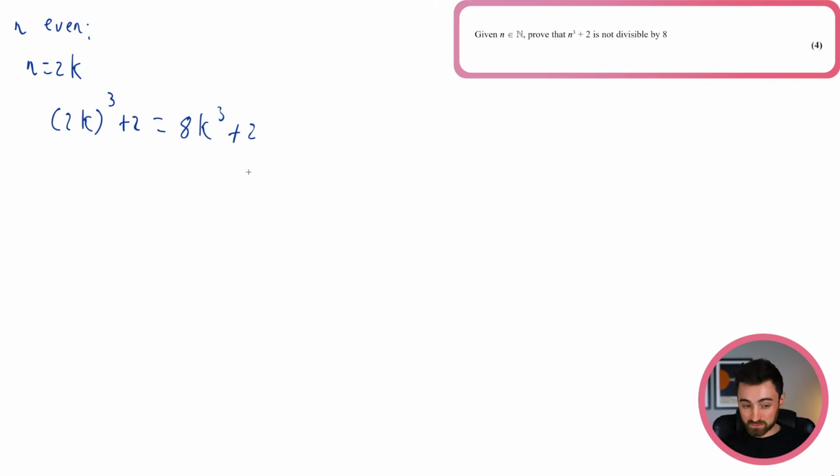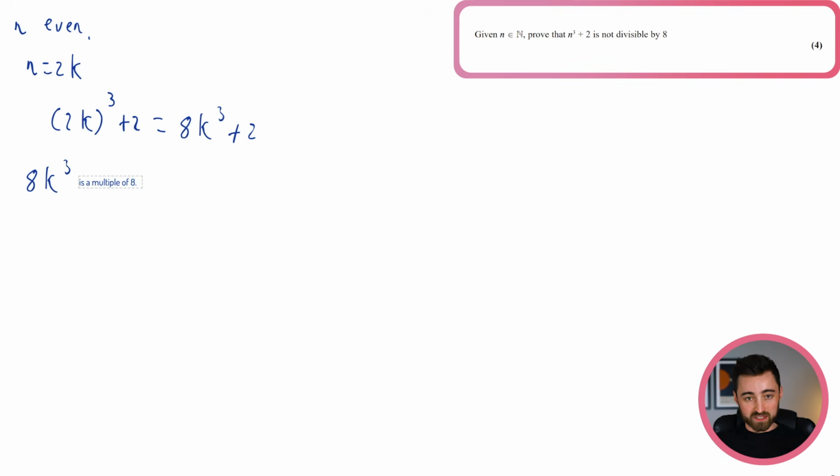Okay, I think I've got it. This thing here is a multiple of 8, isn't it? So 8k cubed is clearly a multiple of 8 because it's 8 times something. It's 8 times a number, right? So my explanation would be the following: 8k cubed is a multiple of 8.